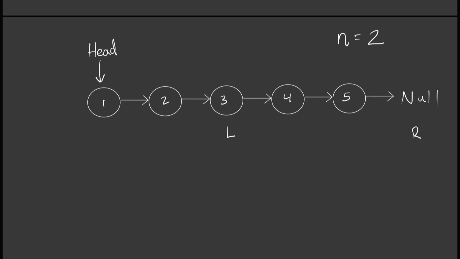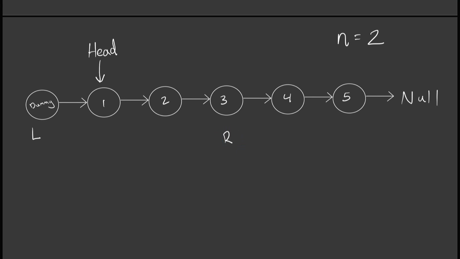And also, to simplify the edge cases, it is in our best interest to make a dummy node pointing towards the head. So let's say this is the dummy node. We then make L and R equal to the dummy node, and then using the right pointer, we traverse the list until the distance is equal to n plus 1. In this case, we need to be 3, so 1, 2, 3.